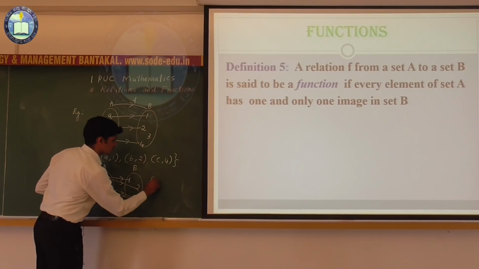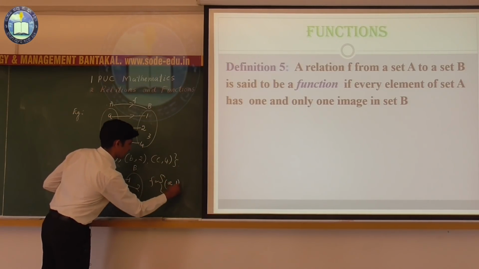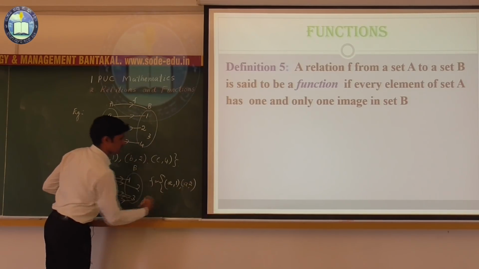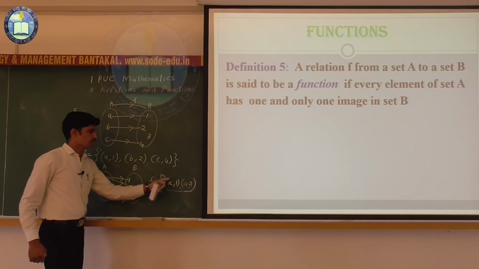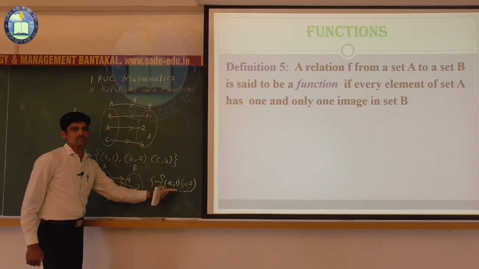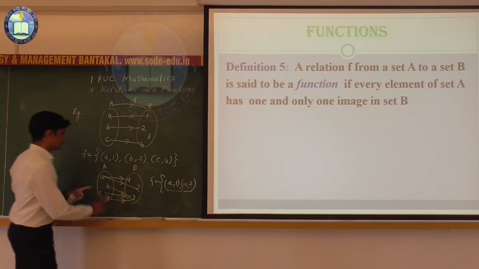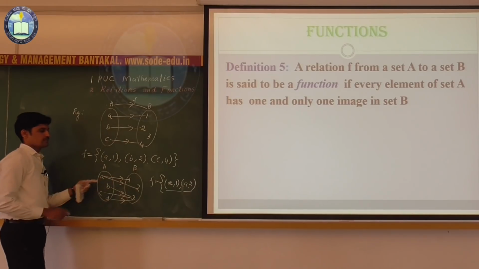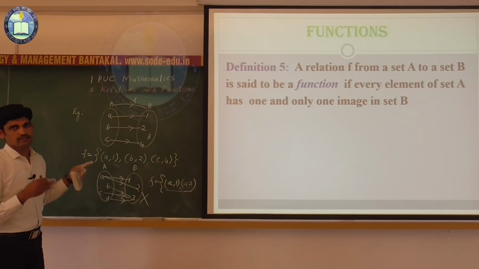If you write this as ordered pairs, (a, 1) and (a, 2) appear among the ordered pairs. So these two ordered pairs have the same first element. So no two ordered pairs should have the same first element for that relation to be a function. So here a has two images, therefore this is not a function. This is a relation but not a function.